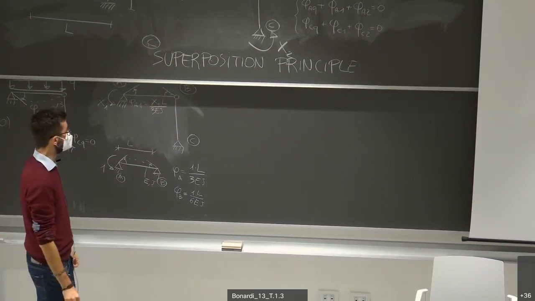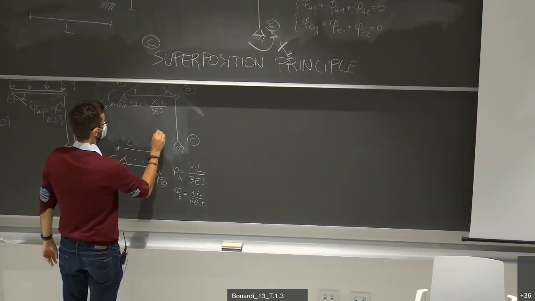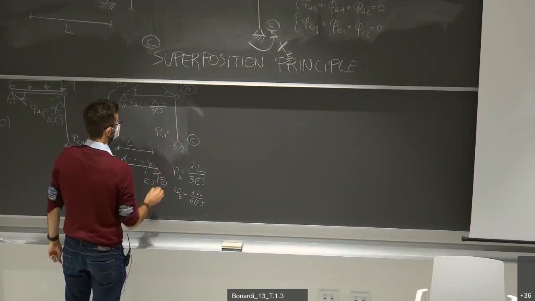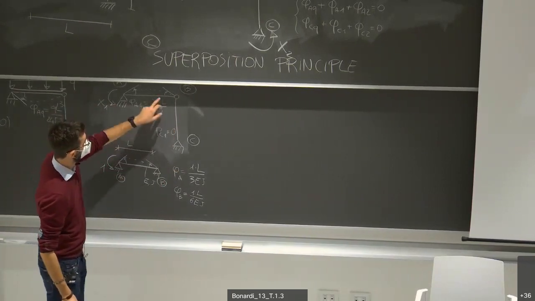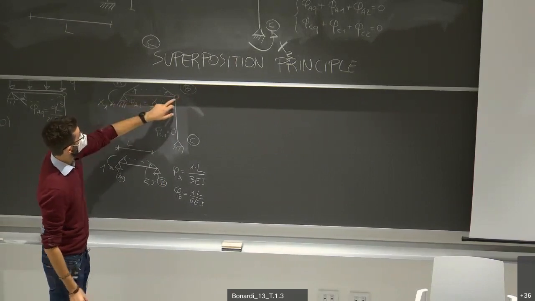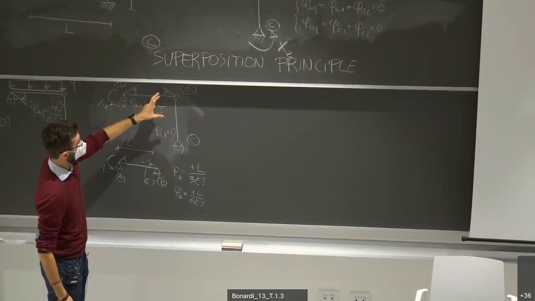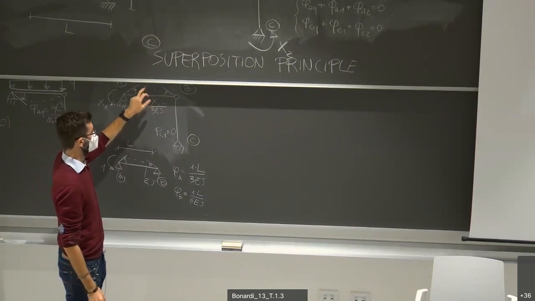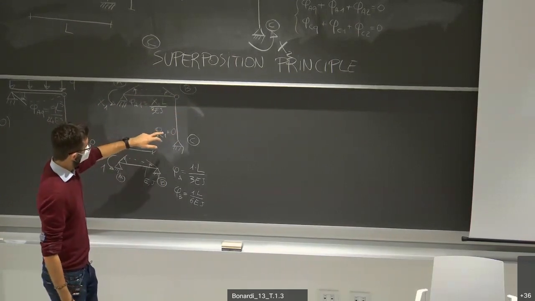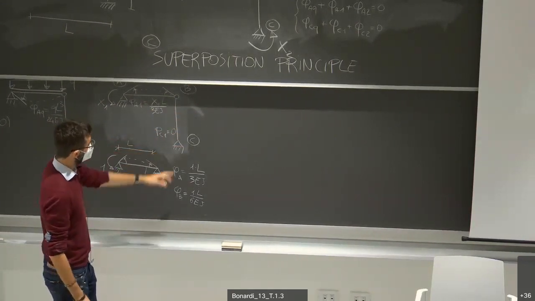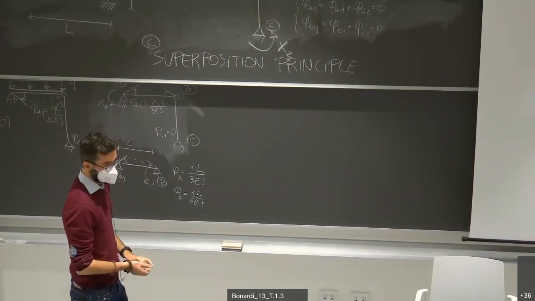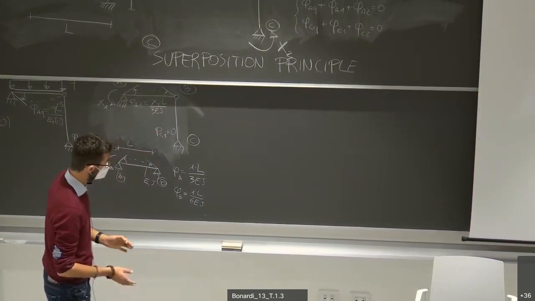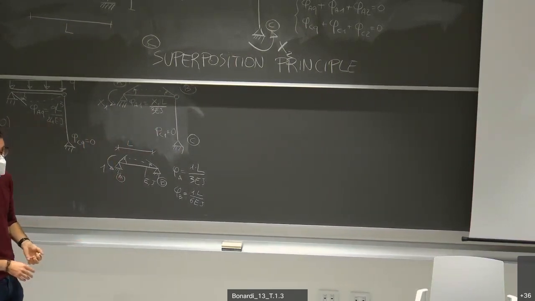Okay? And P1 again is equal to 0, because here we have the possibility to have a relative rotation between the beam and the column. And so there is no reason why this column should deform. So far so good? Too slow, too fast? Okay.